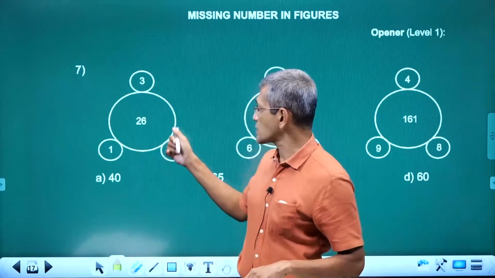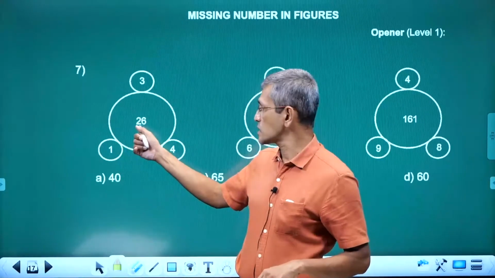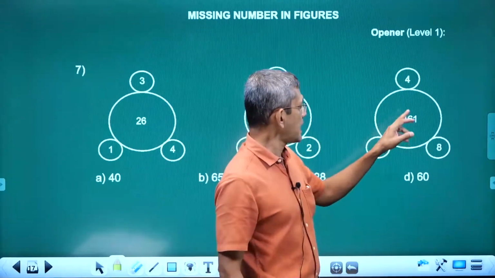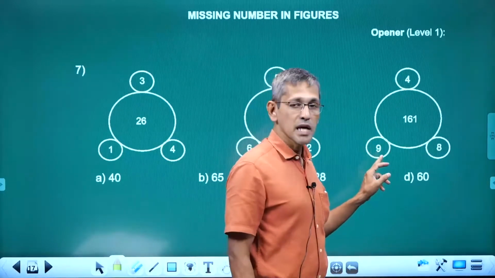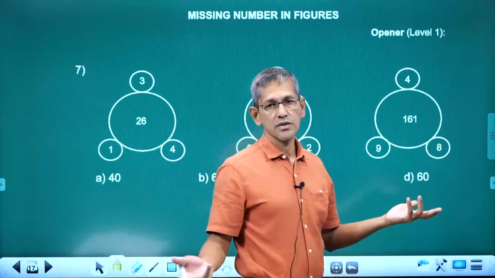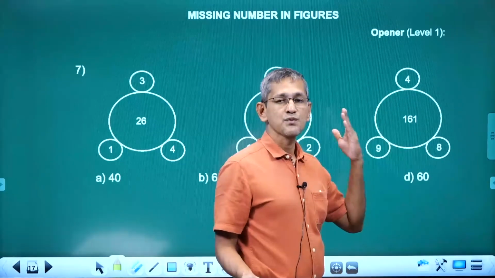We have added all this. 4 plus 3 is 7. 7 plus 1 is 8. 8 into 3, 24. 24 plus 2 is 26. In this case we add 8 plus 4 is 12. 12 plus 9 is 21. 21 into 3 is 63. 63 plus 2, 65. Here what we have is 161.